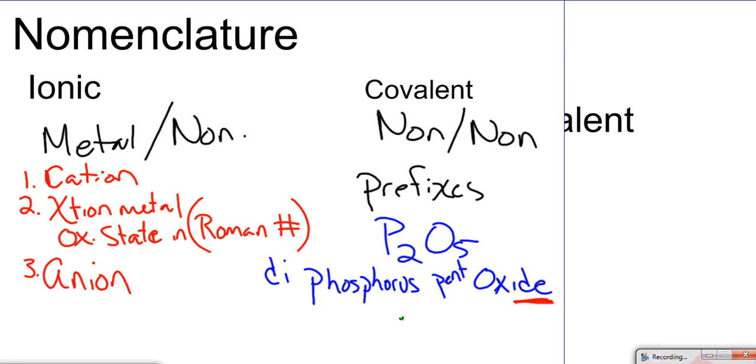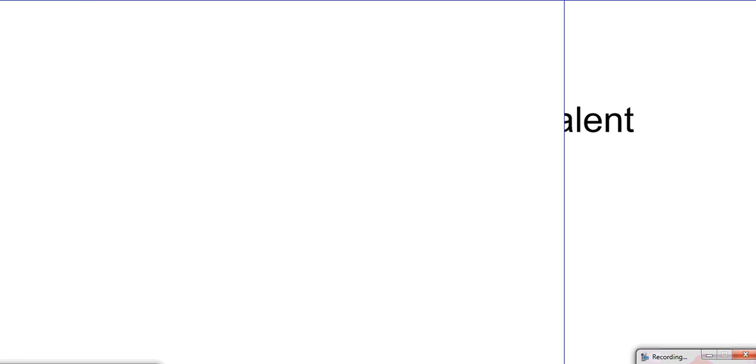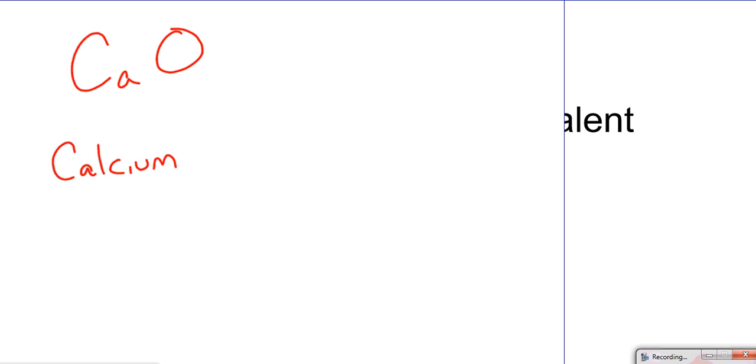So if you have something like CaO, well, calcium is the cation. It is not a transition metal because it is a group 2 metal, so that's done. The second element is oxygen. For the second element, you change the ending to "ide." So this would be calcium oxide.